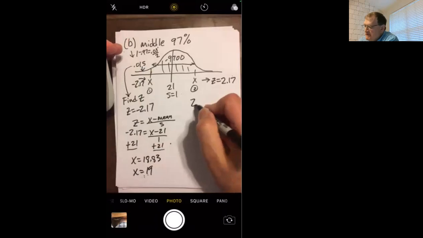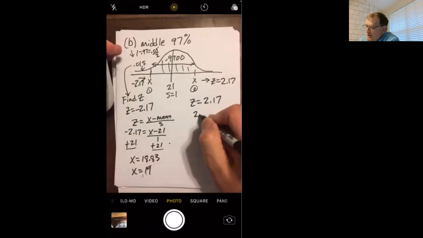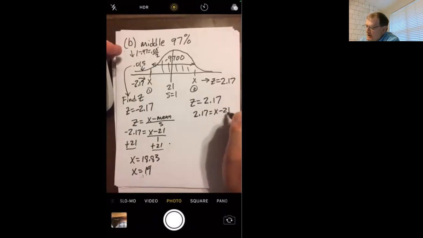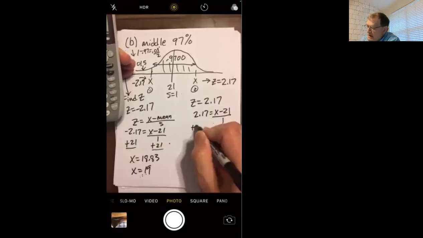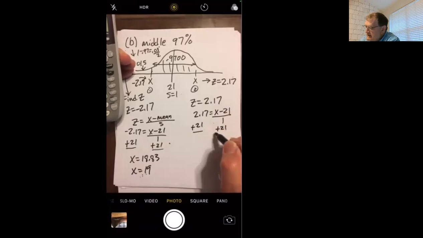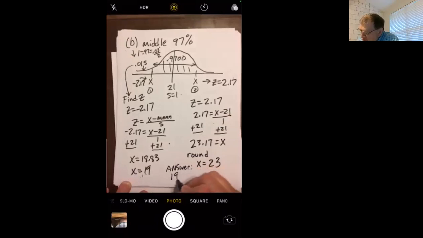Then I do the same thing for positive 2.17. 2.17 equals x minus 21 divided by 1. I'm going to add 21, add 21. You can do this in your head. You would get 23.17. If you round, x equals 23. So the answer is 19 to 23.